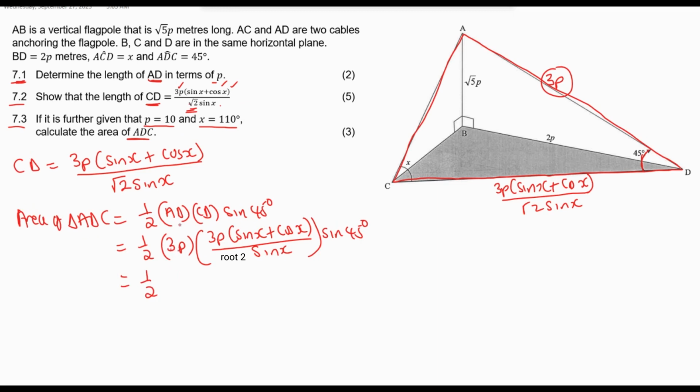And then 3 times 10, because p is 10, so this is 30. And then we have 3p, 3 times 10 again, this is 30. And then sine 110 plus cos 110 degrees. Right, be careful with the brackets. You're going to have brackets here in your calculator, then brackets there also. Okay, and then over root 2 sine 110 degrees, and then sine 45.